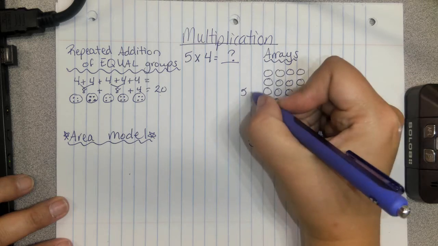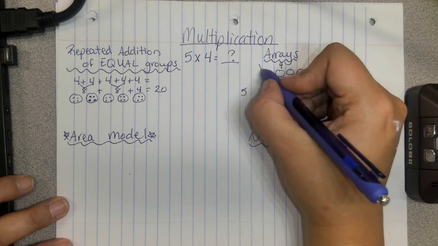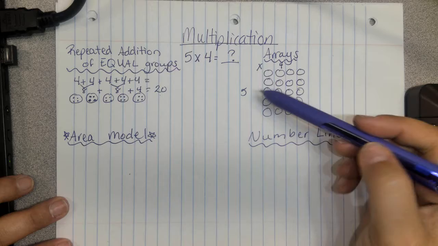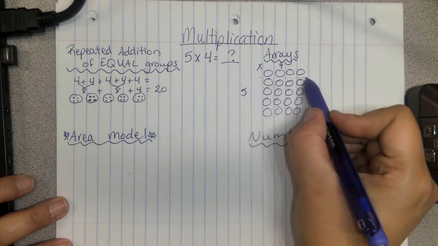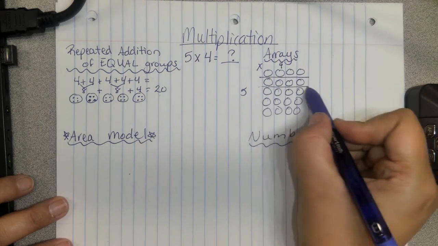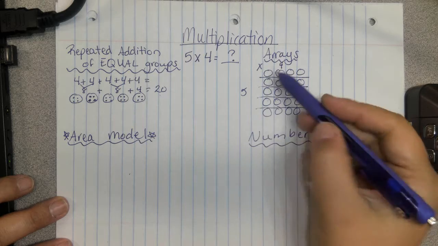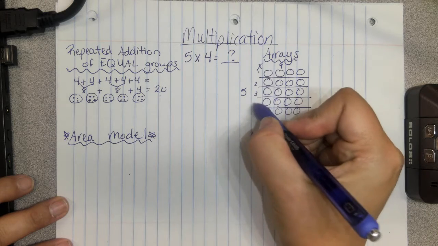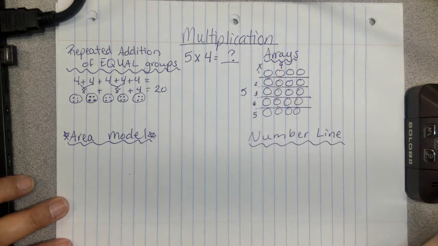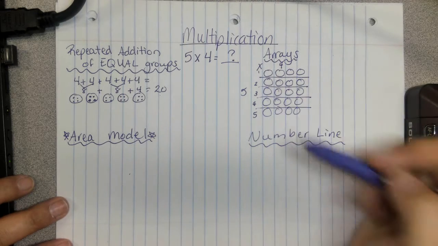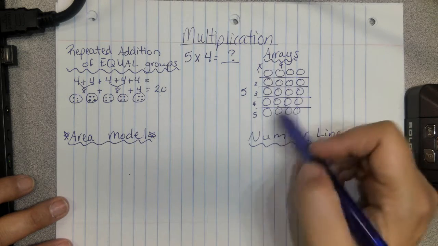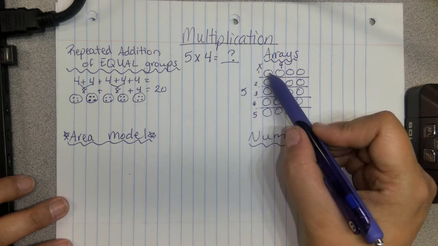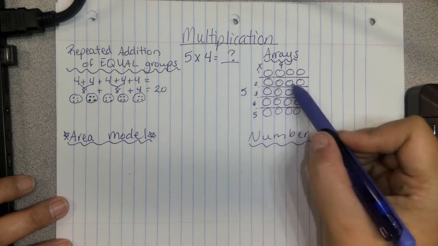So I have 5 rows and I have 4 in each row. And we put the multiplication sign at the top. And when we first started, we drew lines in between so we could see the rows. Here's row 1, row 2, row 3, row 4, row 5. You're not necessarily going to see that anymore because we've moved on from that. Once again, from this model, they could just count. 1, 2, 3, 4, 5, 6, 7, 8. They can go all the way down.